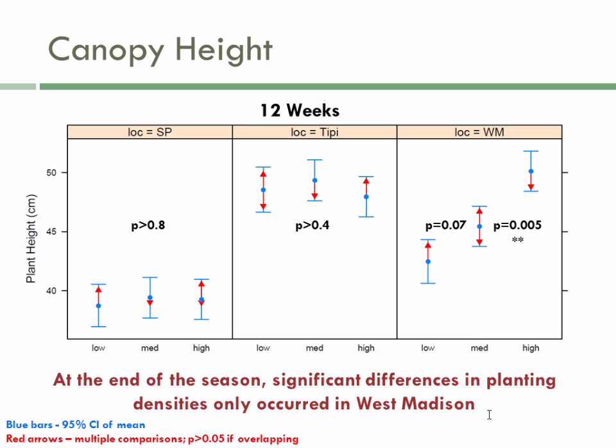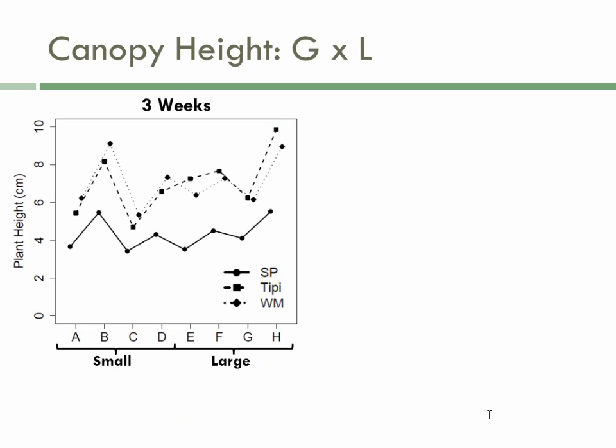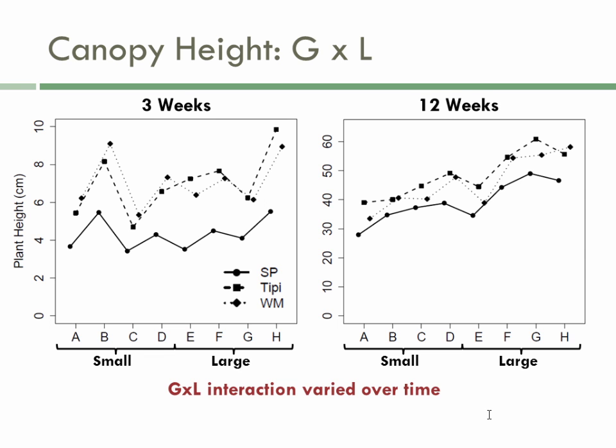So it doesn't affect overall plant height at the end of the season. And if you look at this in another way, again, A through D is small genotypes, E through H is large, and at 3 weeks after planting, there's really no separation between small and large tops, and also there's a lot of differences among locations. But if you look at 12 weeks after planting, not only are there fewer differences among the locations, but there's a much more clear separation between large and small tops, which is consistent across locations.